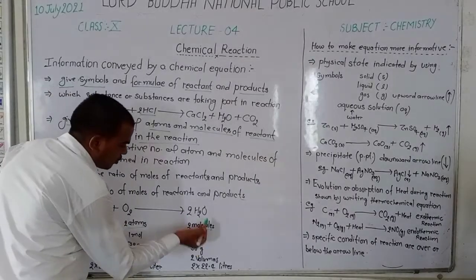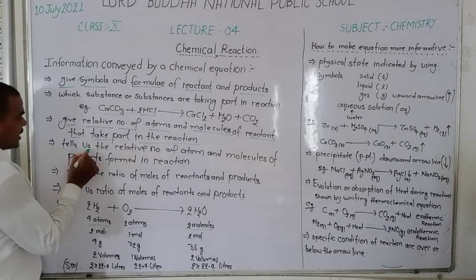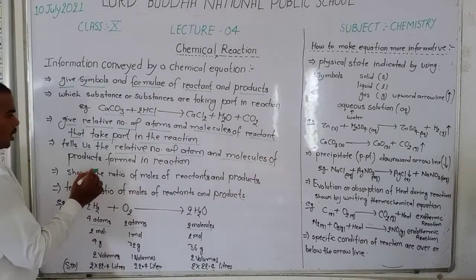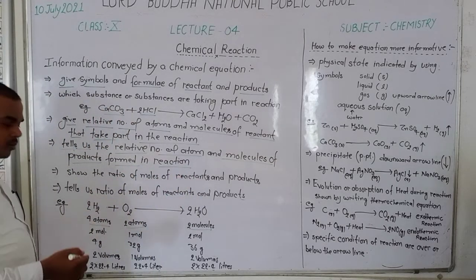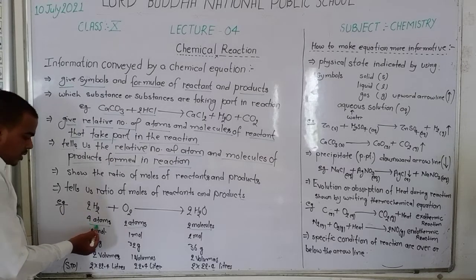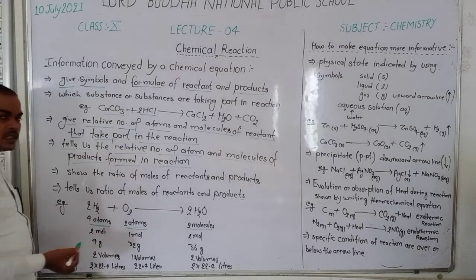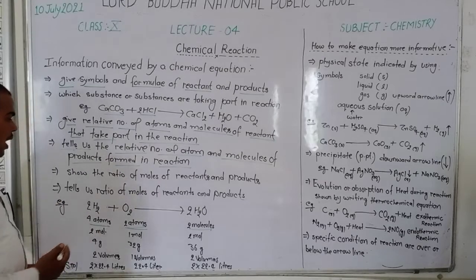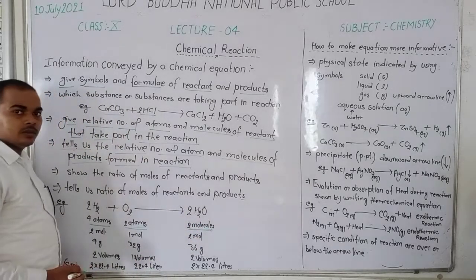molecules of water. Okay. Next point, equations tell us the relative numbers of atoms and molecules of product formed in a reaction. Same condition. In this equation, 4 atoms of hydrogen and 2 atoms of oxygen as reactants take part in the chemical reaction and produce as a product 2 molecules of water.